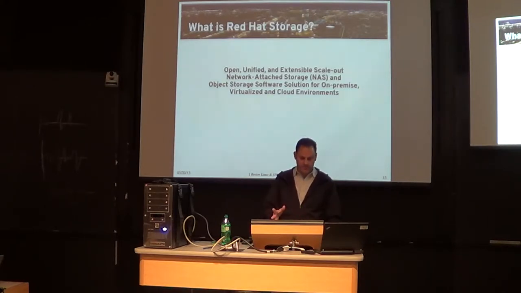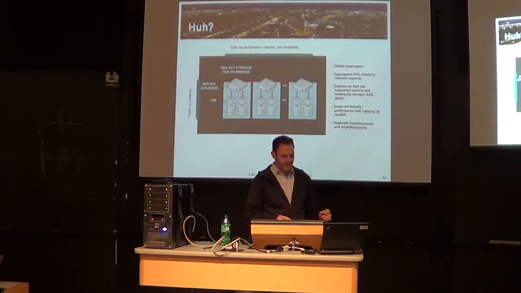Okay, so here's your marketing bingo scorecard. Red Hat Storage or Gluster is an open, unified, extensible, scale-out, network-attached storage. That's the first real meaningful thing, network-attached storage. This is where it fits in. Object storage software solution for on-premise, virtualized, or cloud environments. So, what does that mean?